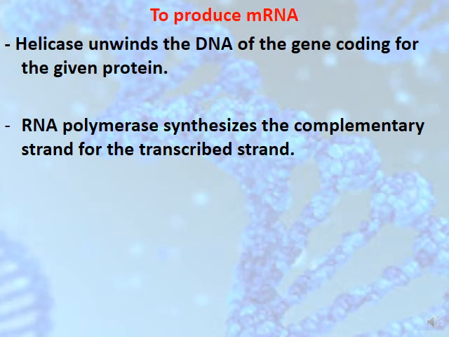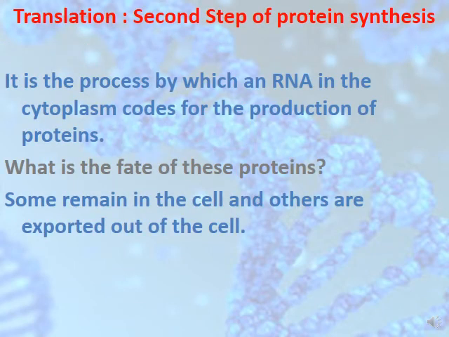To produce mRNA, helicase enzyme unwinds the DNA of the gene coding for the protein. RNA polymerase will synthesize the complementary strand. For the transcribed strand, will have the synthesis of the complementary. So this is the function of RNA polymerase and the helicase enzymes.